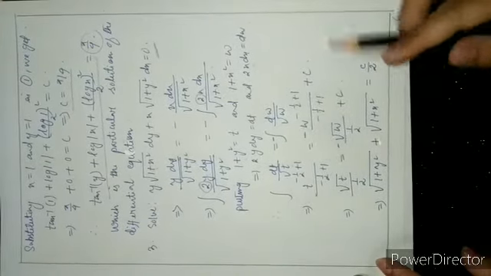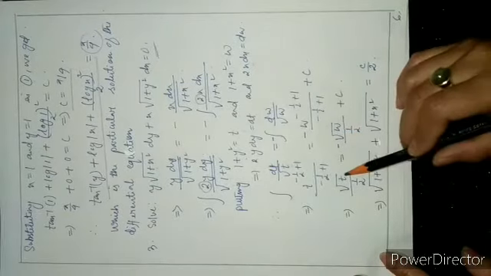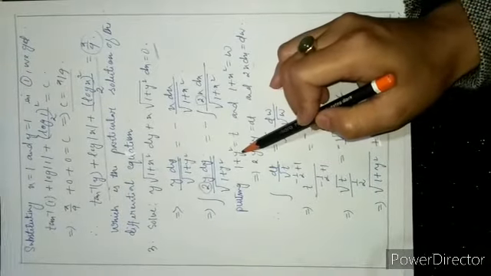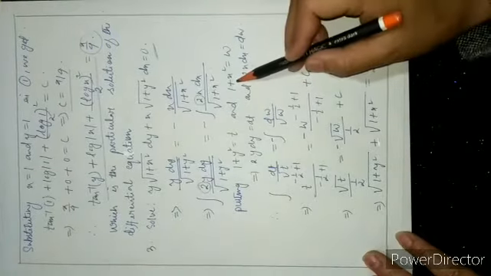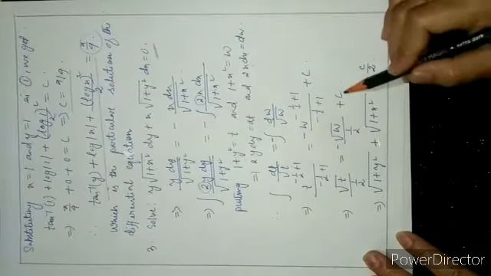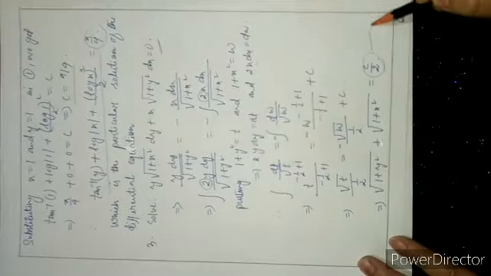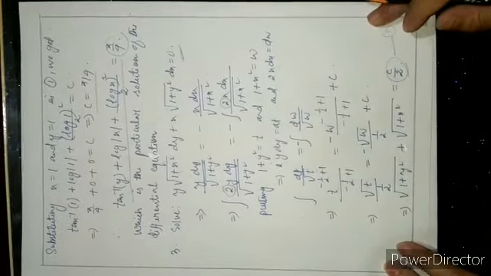Here root t means root over 1 plus y square, and omega means 1 plus x square. The constant c should be multiplied by 1 by 2. So we get the equation, which is the general solution of the given differential equation.